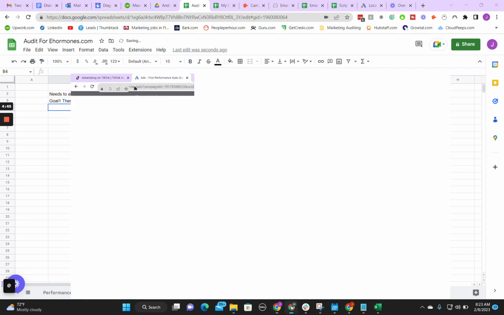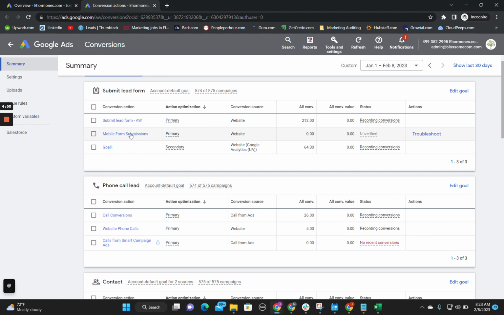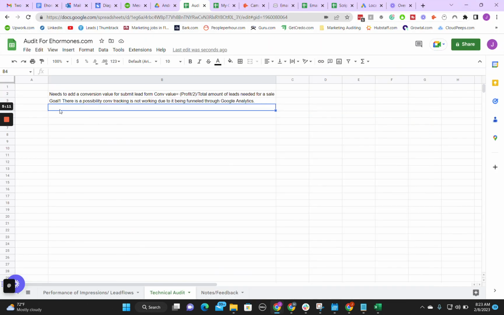All right. Oops, that's the wrong count. There you go. Mobile form submissions, unverified. That means that the conversion code is not even on the website. So we're going to want to make a note of that as well, because if this is playing a role, they could be getting maybe double the amount of leads, but it's not being recorded at all because the code is not on the site. So we're going to copy that verbiage there. Paste as plain text. Is not currently active on the site and is not recording conversions.